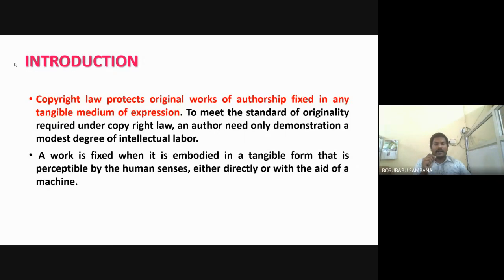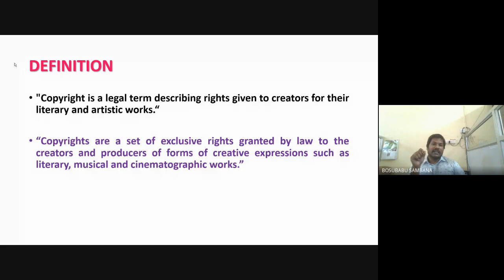The author need only demonstrate a modest degree of intellectual labor in this case. A work is fixed when it is embedded in a tangible form that is perceptible by the human senses, either directly or with the aid of a device. Generally, what is the definition of copyright? Copyright is a legal term describing the rights given to creators for their literary and artistic works. Copyrights are a set of exclusive rights granted by law to the creators and producers of forms of creative expression such as literary books, music, cinematography and telebroadcasting works also.